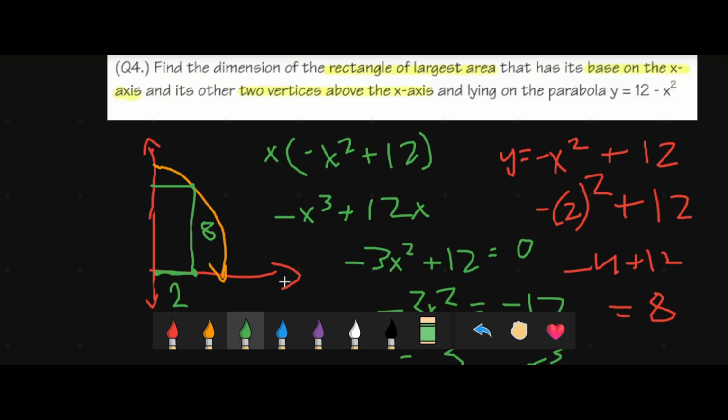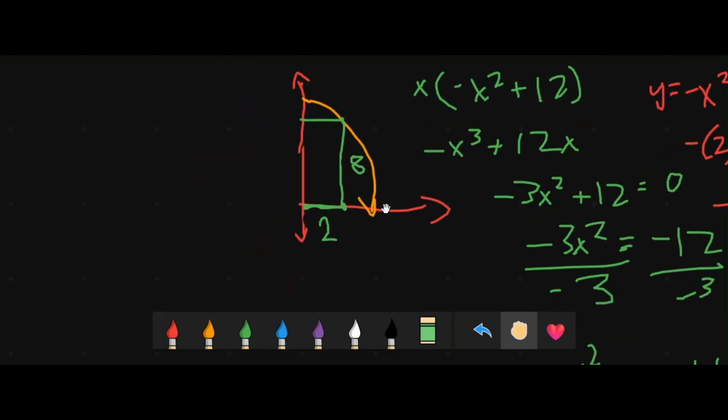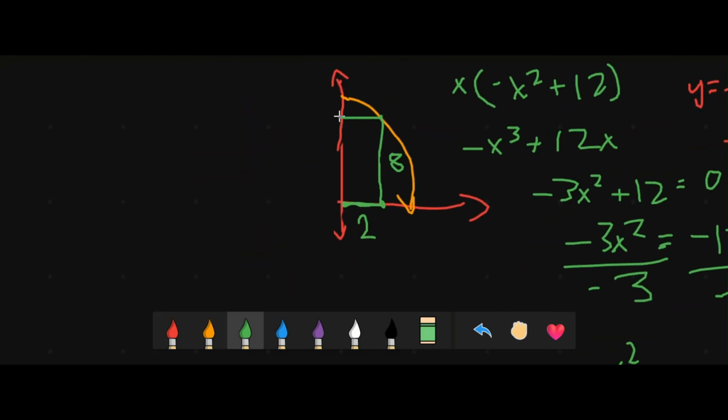This side is 8. Remember, we're trying to find the rectangle of largest area that has its base on the x-axis and two vertices above the x-axis. This means we forgot to consider this side, right? Since the vertex over here has its axis of symmetry on the y-axis, this is 2 and this is 2, and since both of these are 2, we can just add them together and say 4.